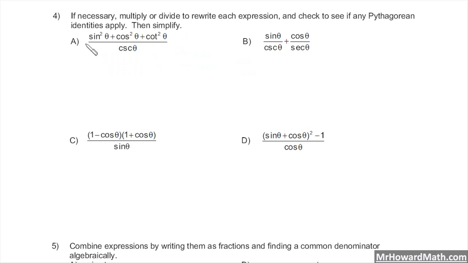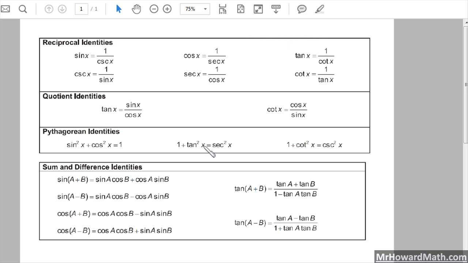Okay, for part 4 here it says, if necessary, multiply or divide to rewrite each expression and check to see if any Pythagorean identities apply, then simplify. So a general rule of thumb is if you see a squared term with your trig expression, you probably should look in the Pythagorean section because you can probably simplify. And we're actually going to be using this one right here and this one right here in this same problem.